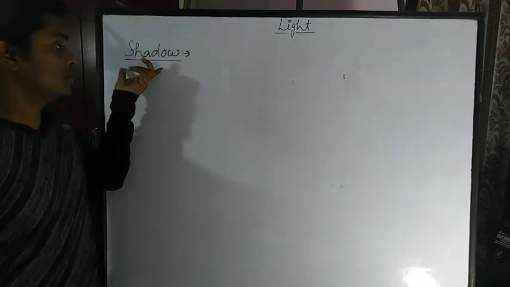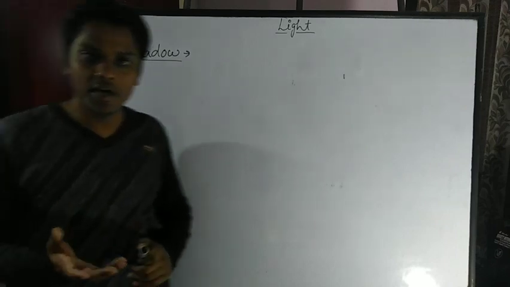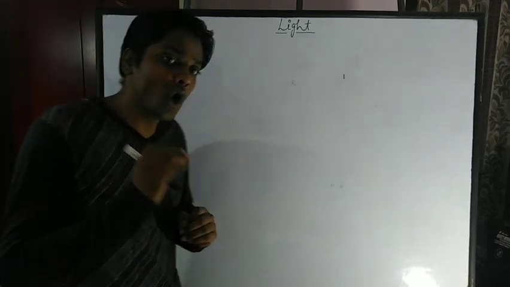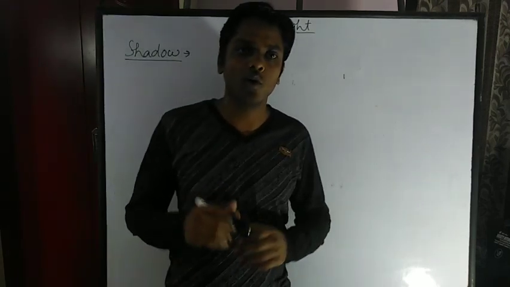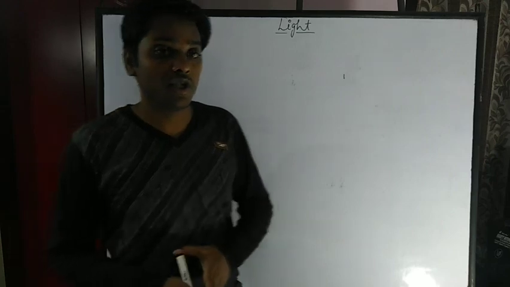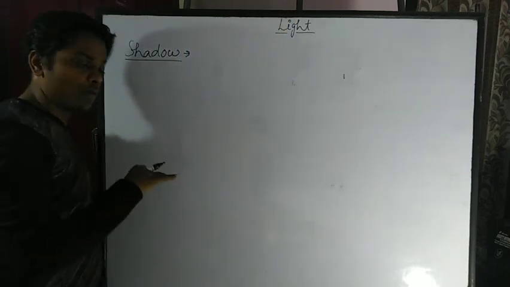So our first topic is shadow. What is a shadow? Shadow is the darkness which is caused by an opaque object. What is an opaque object? Opaque objects are those objects which stop or block the ray of light. We will understand from an example.